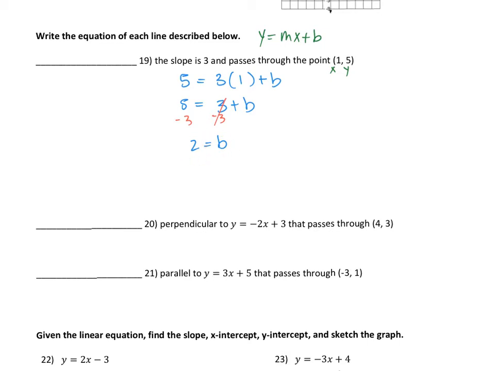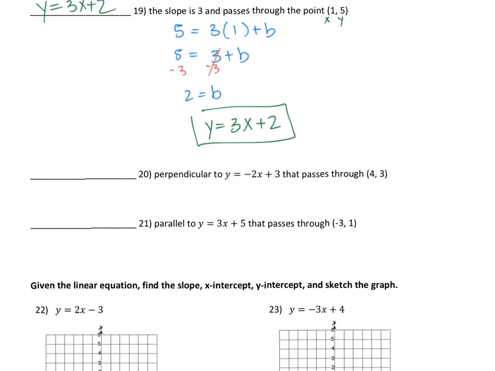But don't stop here. Remember, we need to write this equation. So I need to fill in my m and my b. So this is going to be y equals 3x. That's my slope. 3 is my slope. And then 2 here is my y-intercept. And that is my actual equation, which I should be writing over here, actually. My bad. Okay, so that's my equation.